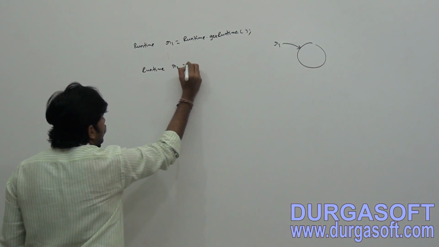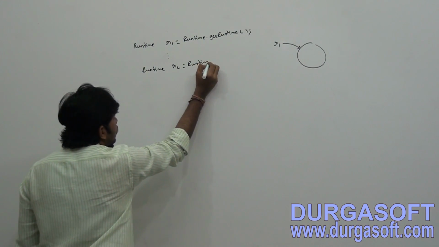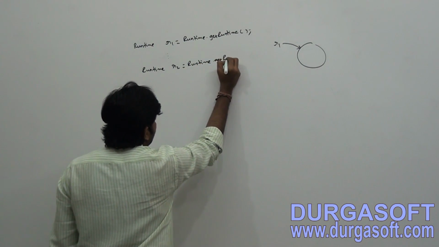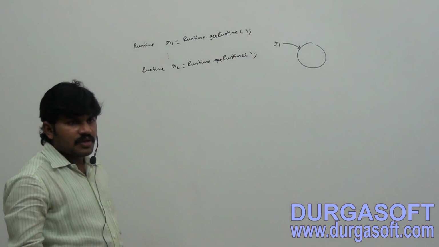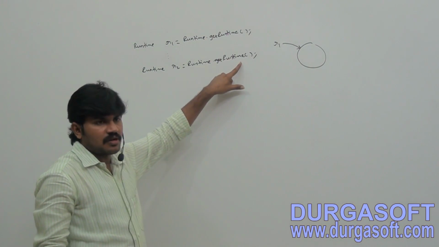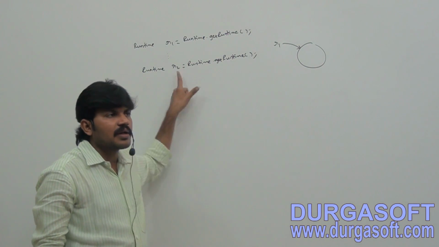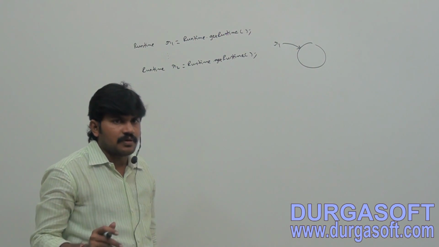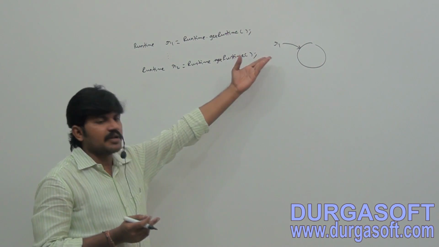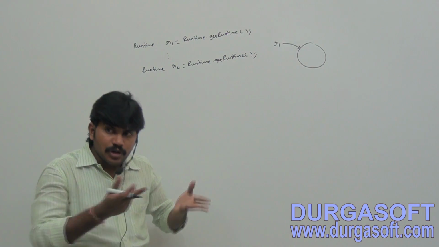Runtime R2 is equal to runtime dot getRuntime. Second person came. Then immediately I will ask, okay, for the second person also, boss, I want a runtime object. What is your requirement? I have to communicate with the JVM. For the same purpose, just now I created one runtime object. Why don't you reuse the same object?